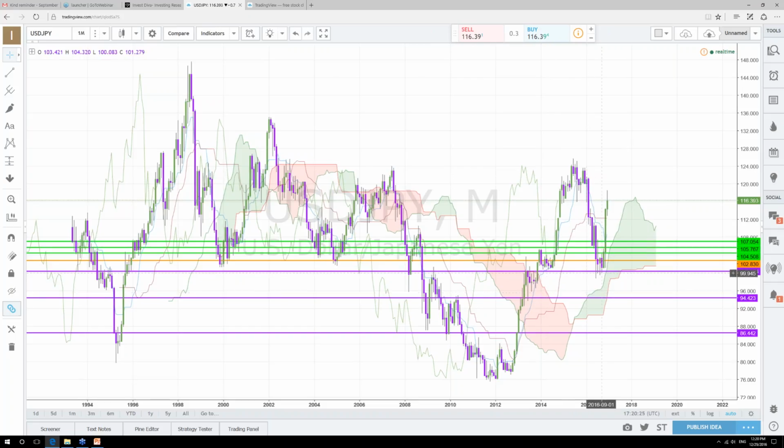But as you can see in the monthly chart, dollar yen was supported by the upper band of the HMO cloud. So from a very long-term point of view, it actually looks like it could be creating a double top pattern here, right around here.